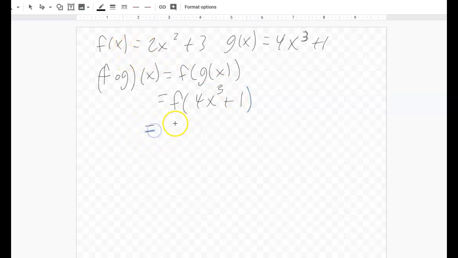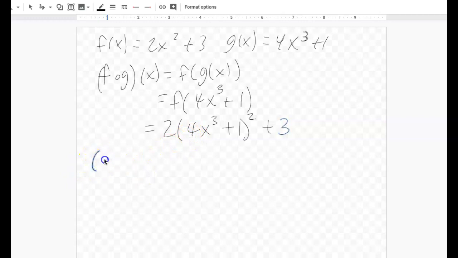And now we're going to take the 4x cubed plus 1 and plug that into x for the f. So this will be 2 times 4x cubed plus 1. And then this is in place for that x, so I need to square it, and then plus 3. And technically, we should be multiplying this out. It's not that bad, but because of time and we're focusing on composition, I'm not.